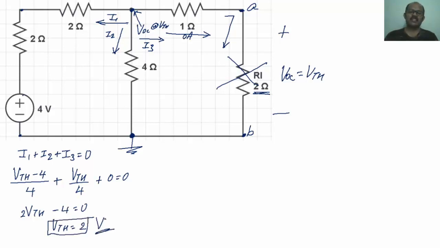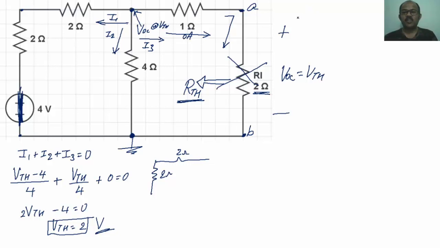Able to follow? Next, I have to calculate the Thevenin impedance looking at this end. In this case, all the elements are resistances, so I have to calculate the Thevenin resistance. The circuit I will get is 2 ohms over here and 2 ohms over here. To calculate this Thevenin resistance, if you have a voltage source, make sure you short circuit it, and if you have a current source, you have to open circuit it, right?